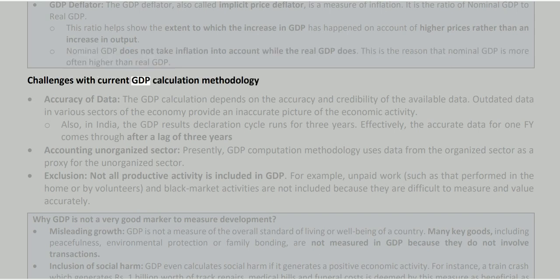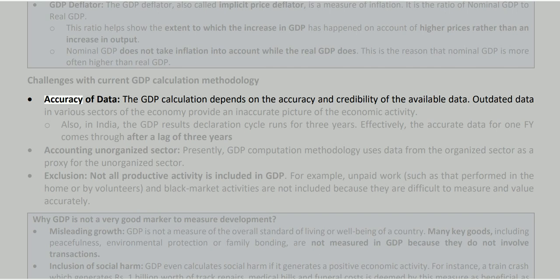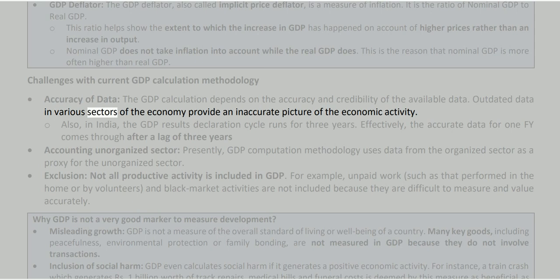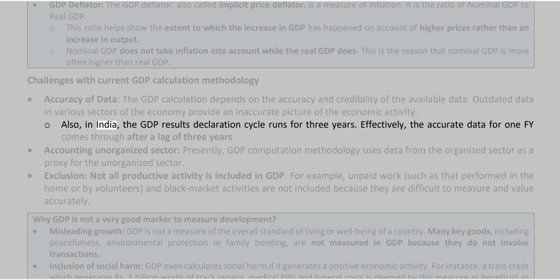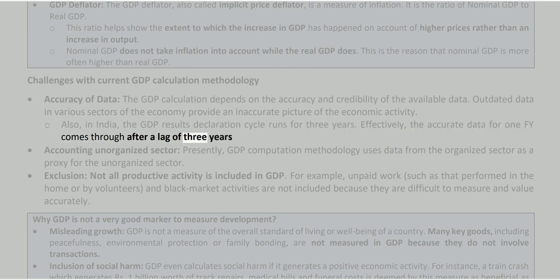Challenges with current GDP calculation methodology. Accuracy of data. The GDP calculation depends on the accuracy and credibility of the available data. Outdated data in various sectors of the economy provide an inaccurate picture of the economic activity. Also, in India, the GDP results declaration cycle runs for 3 years. Effectively, the accurate data for one FY comes through after a lag of 3 years.